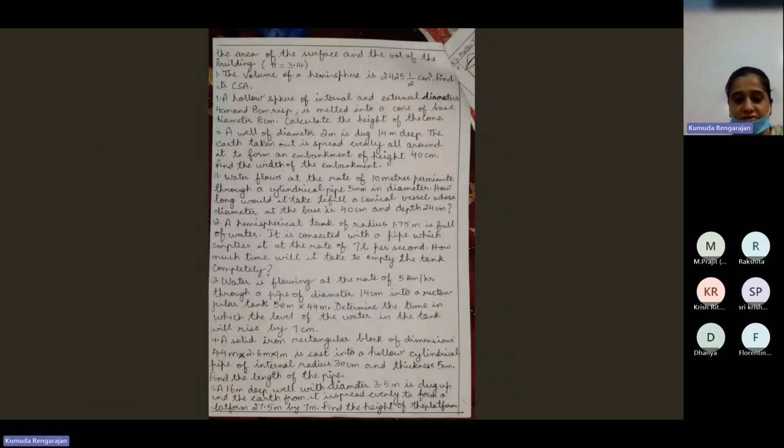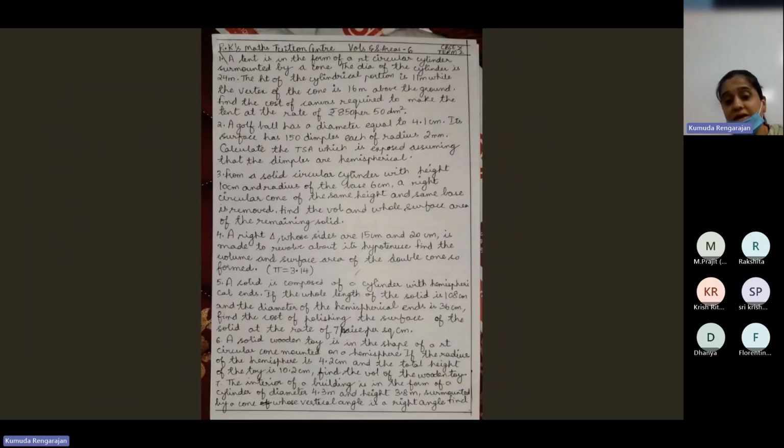Cost of polishing is 7 paise for 1 square centimeter. So for 1 centimeter square, 7 paise. So it's given per unit only. It's 7 paise for 1 centimeter square. So you find the area in centimeter square and multiply by 7 paise. So we'll get the answer in paise. Divide by 100 to convert that to rupees. Or you can multiply by 7 by 100, meaning rupees 7 by 100.